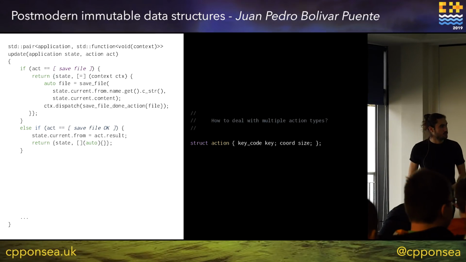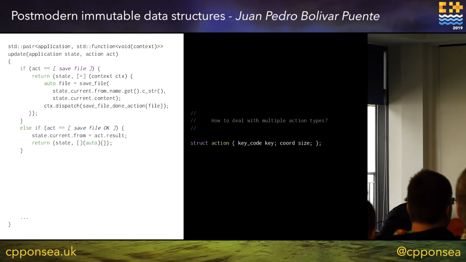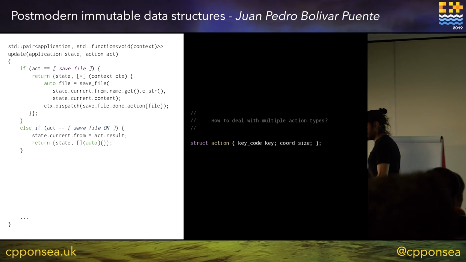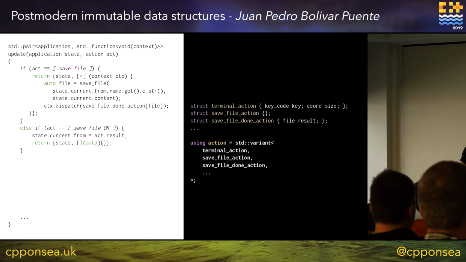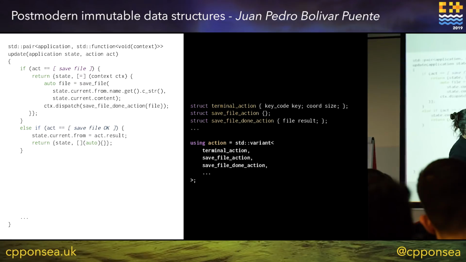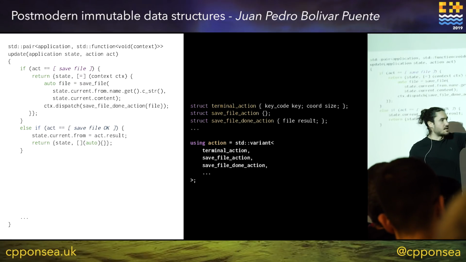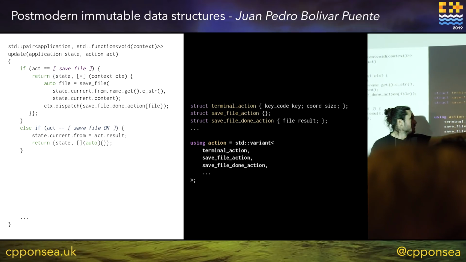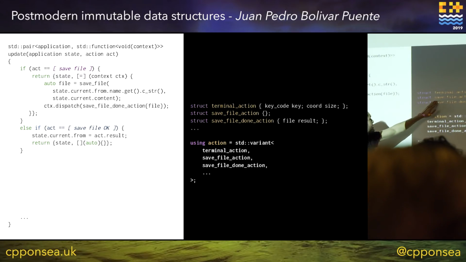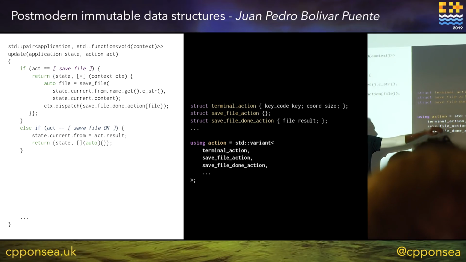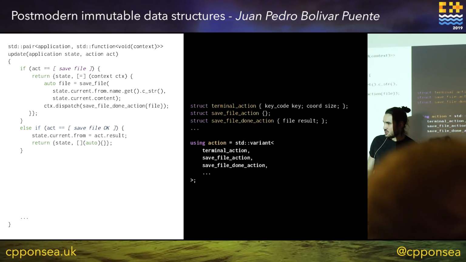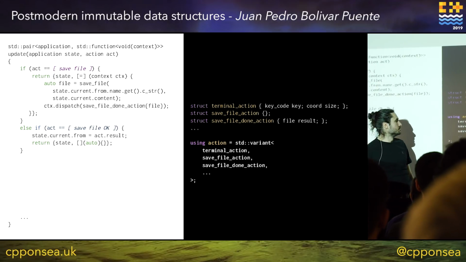We now have multiple types of actions. Actually here, I use this type called save file done action. We saw here there is a type. So probably we just want to put this as a struct. And we have now multiple structs that define different kinds of actions. So we have a terminal action, which is the action type that we had before. We have a save file action that describes, oh, I want to save the file now. And we have a save file done action, which is, well, saving the file is done.